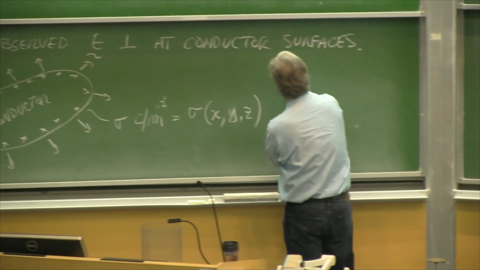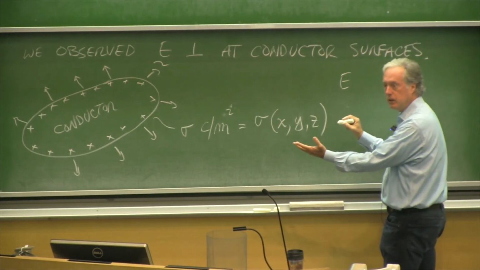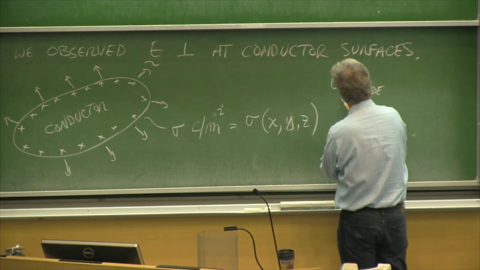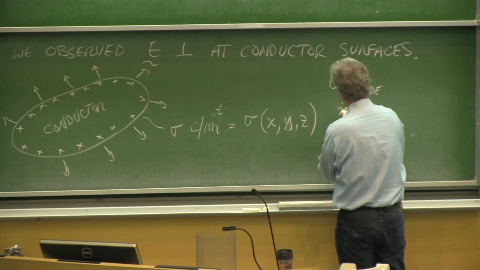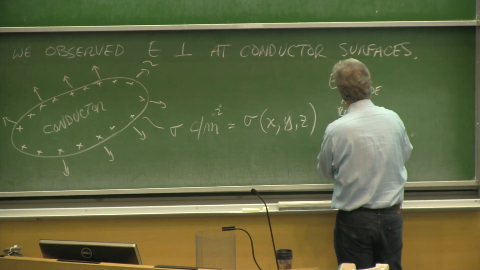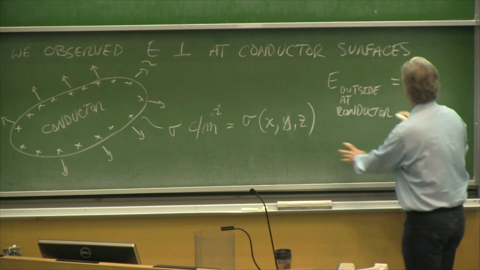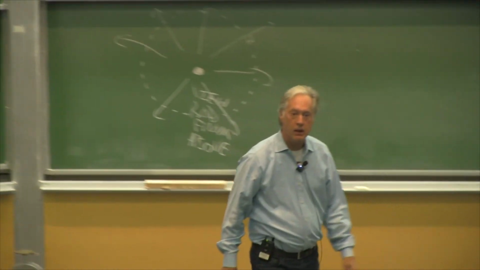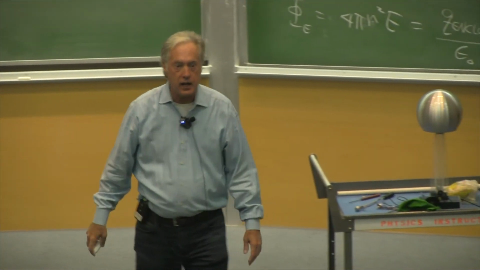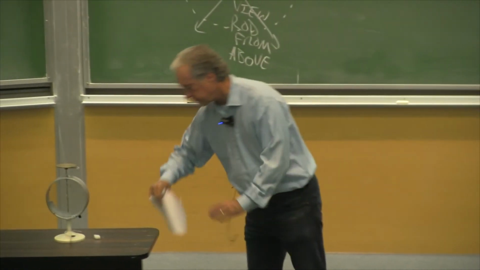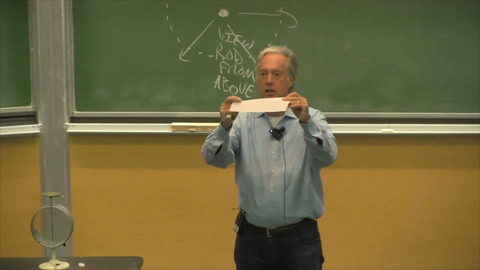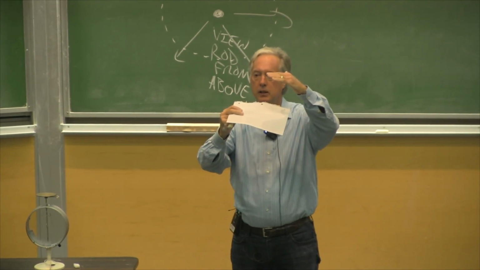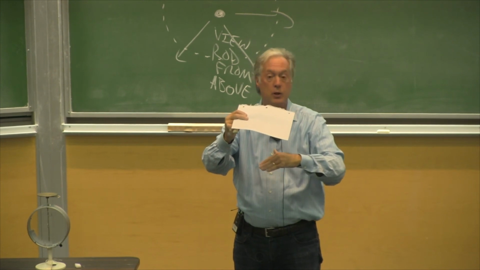The electric field just outside the conductor is sigma over epsilon naught. Yesterday, we did a calculation for a sheet. And we found that the electric field above it was sigma over 2 epsilon naught. The electric field below it was sigma over 2 epsilon naught.